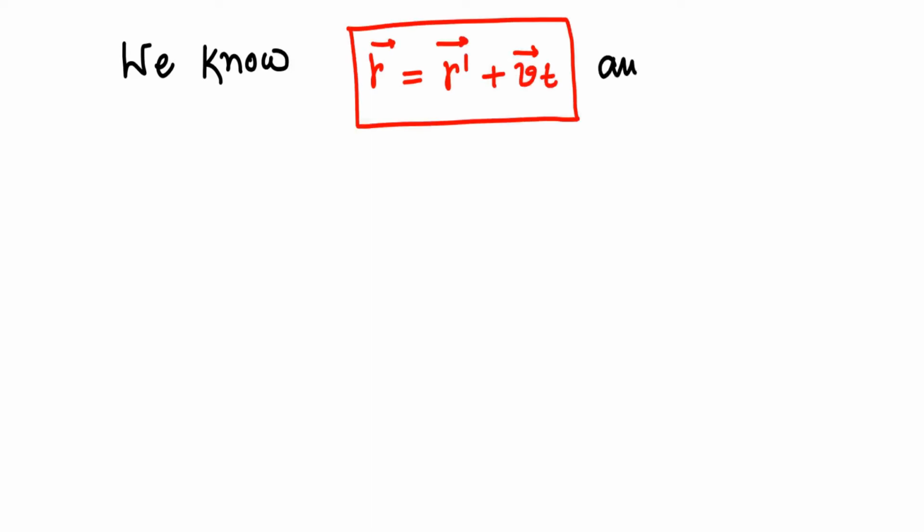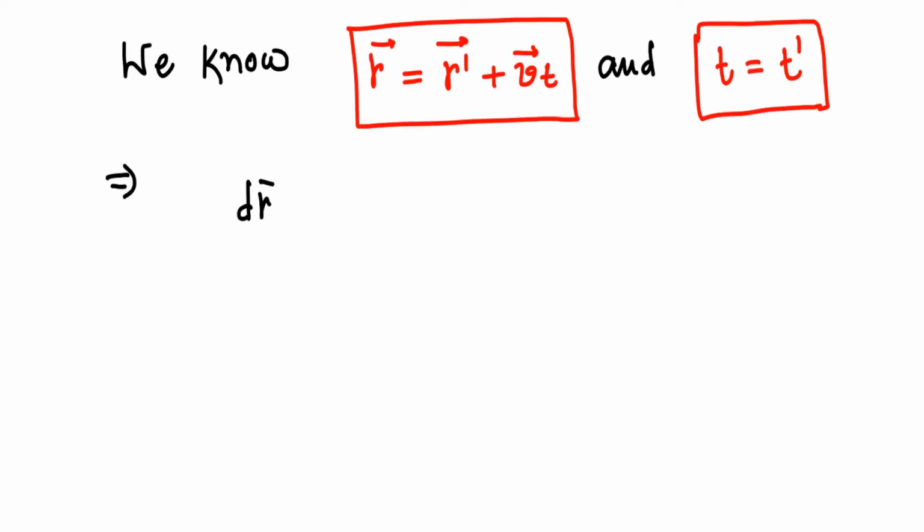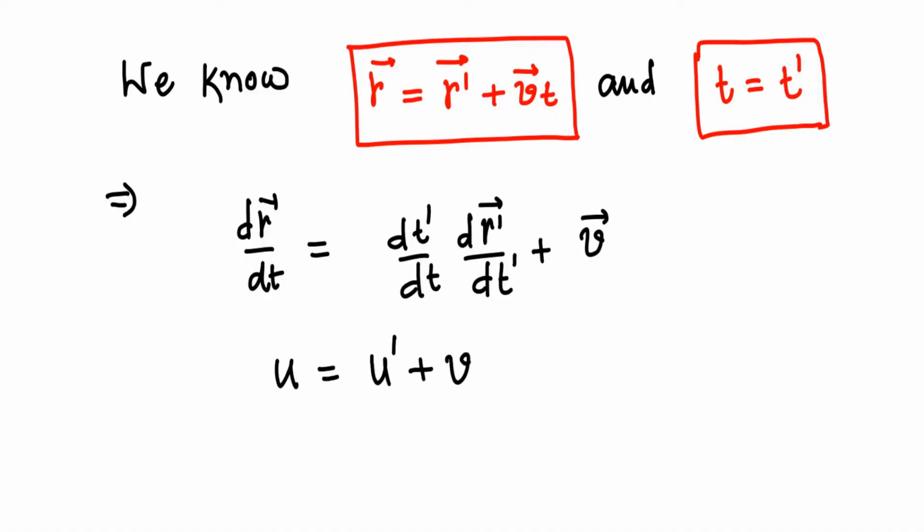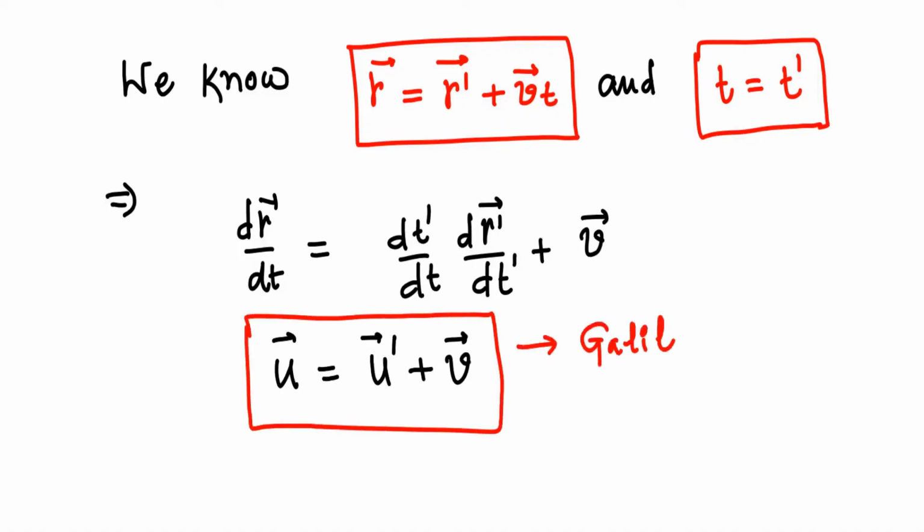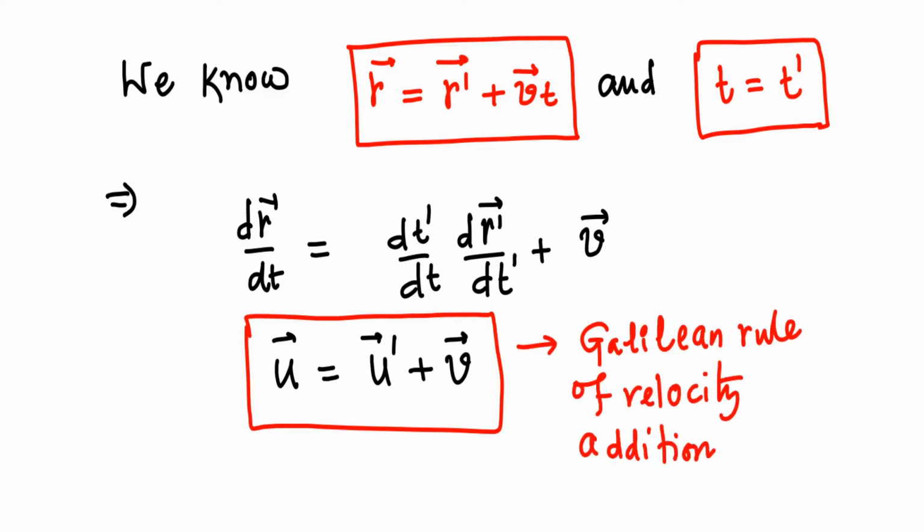Now let us imagine this particle starts moving with velocity u prime with respect to the observer O prime. One may now ask, what is the velocity of this particle with respect to the observer O? Using the Galilean transformation, we can easily find the relation for velocity between these two observers, as you see here. This rule is known as the Galilean rule of velocity addition.